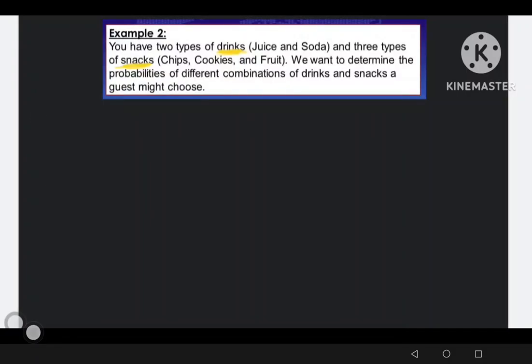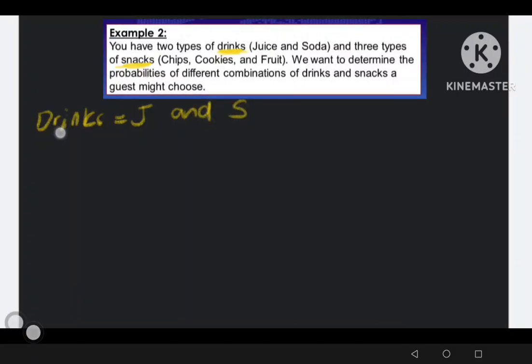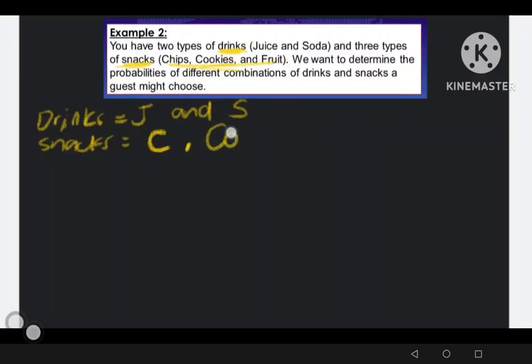So we have drinks, we have juice and soda. So let's say juice is represented as J and soda is represented as S. Okay? And we also have snacks. We have 3 snacks here. Chips, represented as C. Next one, cookies, represented as CO. And then fruit is represented as F.